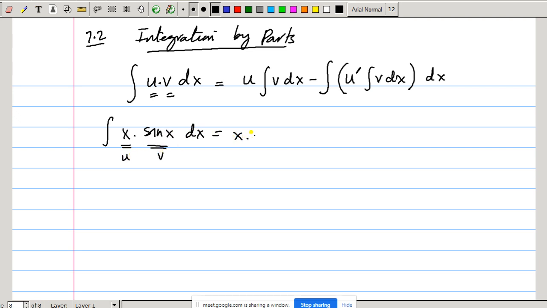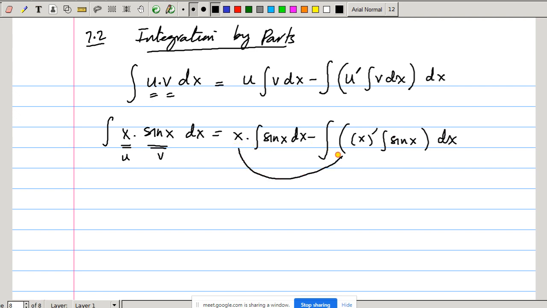So u as it is, integral of v dx minus the big integral outside, the derivative of u, integral of v dx. So basically what we do, you see, x becomes the derivative here, d by dx, and the second is the same. We do not change it. Integral of sine x is the same. Now x into integration of sine is minus cosine x. The derivative of x is 1, integration of sine is minus cosine x, and we are multiplying these two.